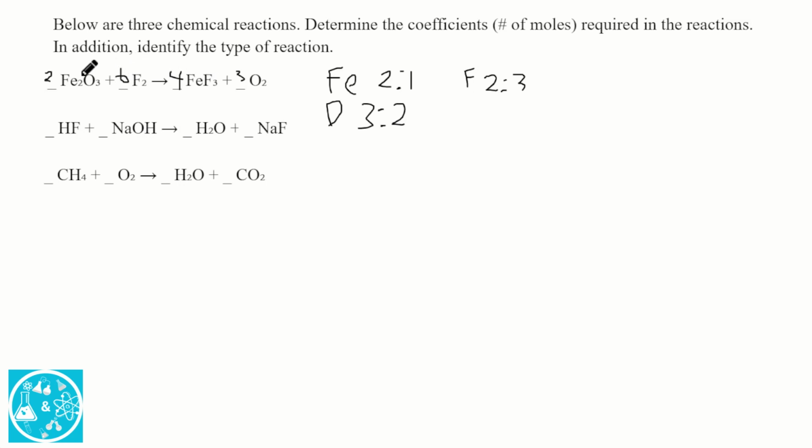So now we can check this. For 4 irons, 6 oxygens, 12 fluorines, and 12 fluorines. So now we've balanced it. Now we need to identify the type of reaction. So we can see that a single element, fluorine, replaces the oxygen in this chemical reaction.